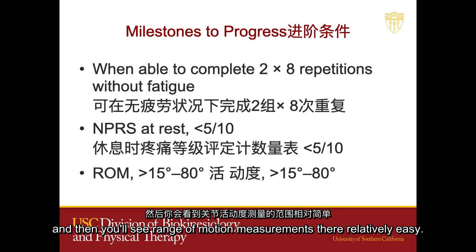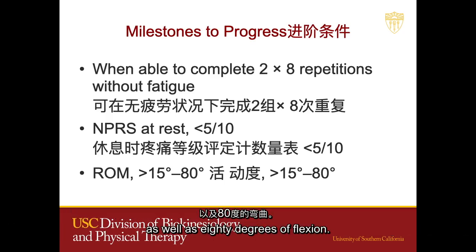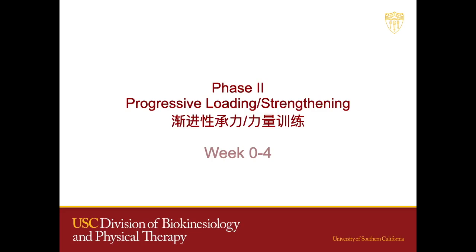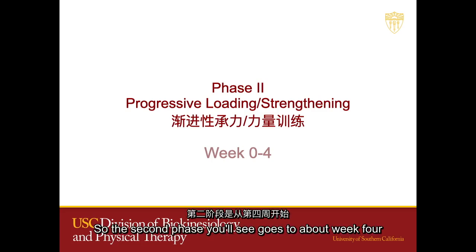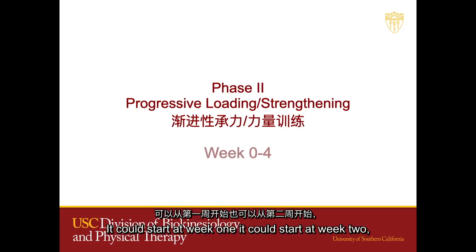They're relatively easy. We want them to be able to get to at least 15 degrees of flexion from extension, so 15 degrees before they have full extension, as well as 80 degrees of flexion. So again, that's relatively easy to achieve in sometimes the first couple of days. So the second phase you'll see goes to about week 4. It could start at week 0, it could start at week 1, it could start at week 2.